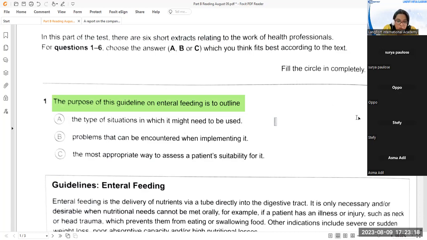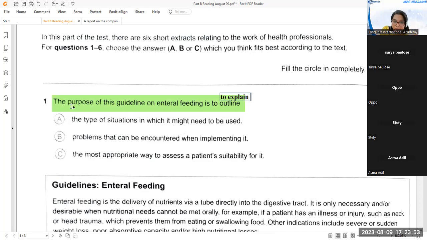The purpose of this guideline on enteral feeding is to outline. So we need to figure out what? Asma, Steffi, Anup, Surya, what do we need to figure out? All of you, pause and read. So outline, what do you mean by outline? The overall, ma'am? Not exactly, no. To outline, that means it's an action. So to outline means to explain.